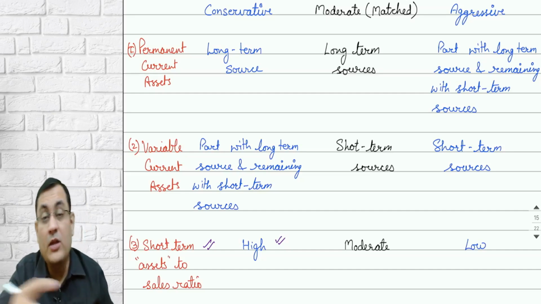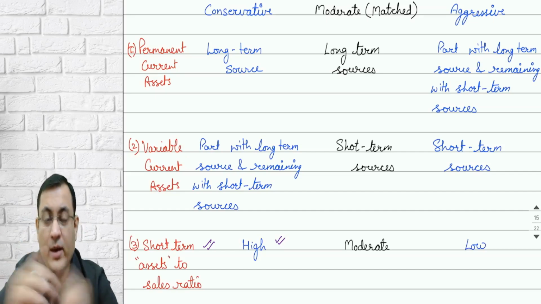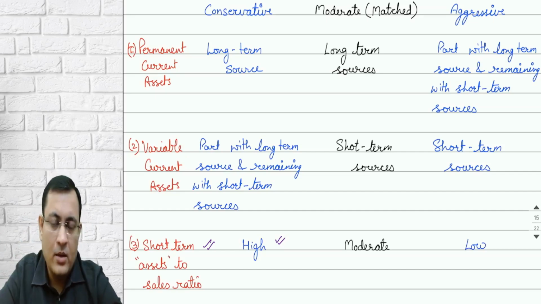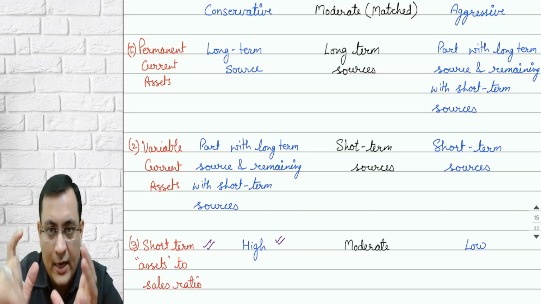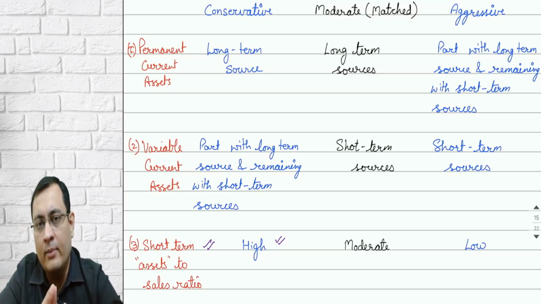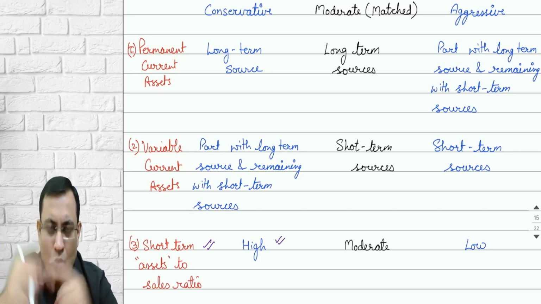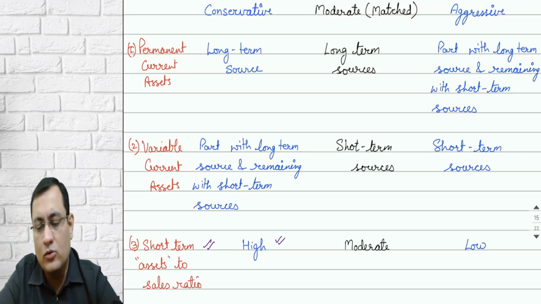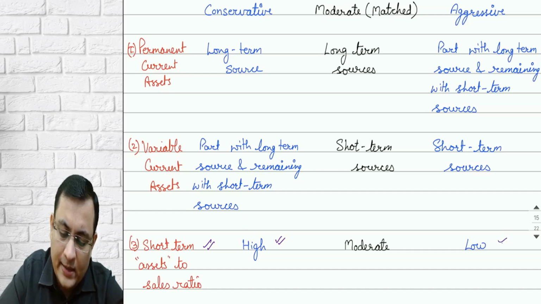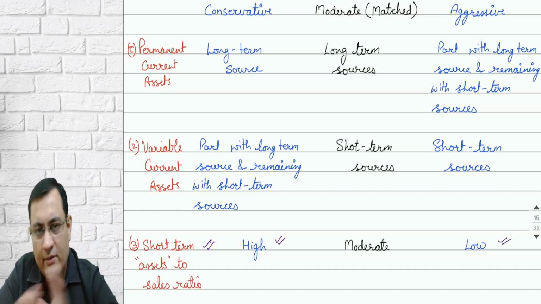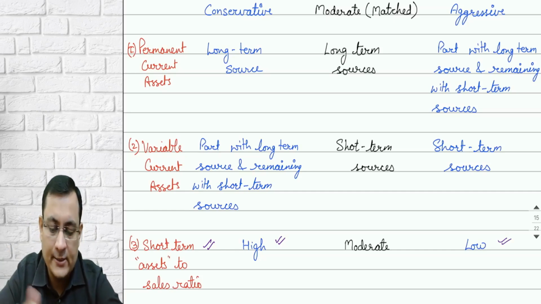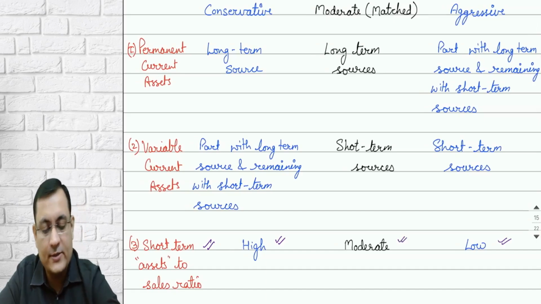Aggressive, they will roll over things, quickly turn around things. They will keep their credit period short for customers. They will hold lesser inventory in hand so that the investment can be used more quickly. So they will be holding fewer current assets. Whereas in case of moderate or matched policy, they will always be somewhere in between these two extreme policies, with a moderate level of current assets.